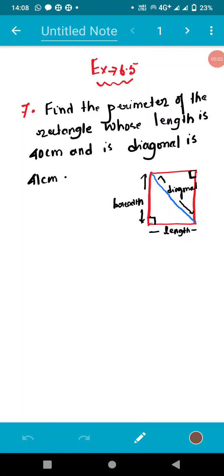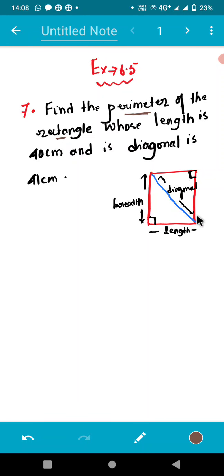Hello students, now in this session I will explain question number 7 and 8 of exercise 6.5. So as you see on the screen I have written question number 7. So let's see what is there in question number 7. We have to find the perimeter of a rectangle. So our main objective is to find the perimeter of the rectangle.